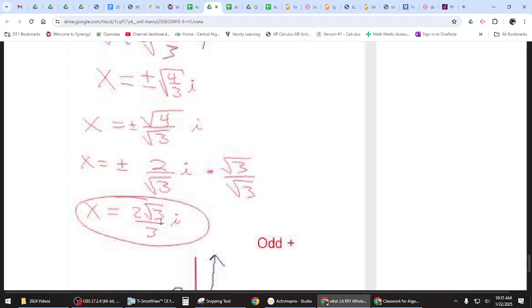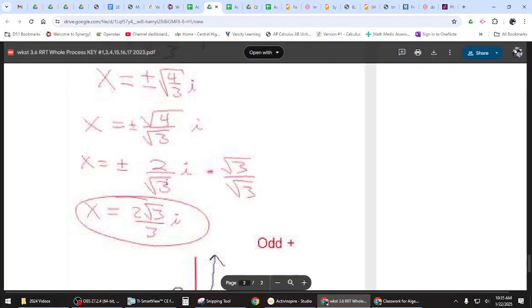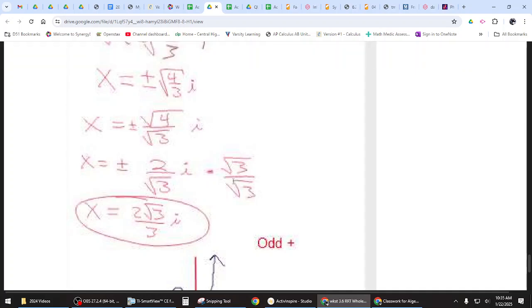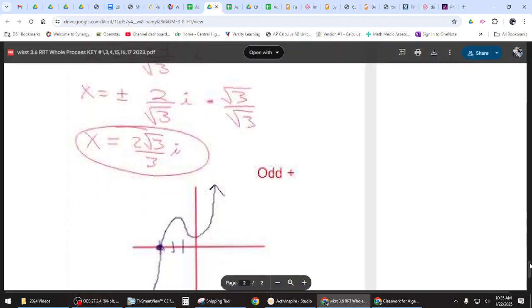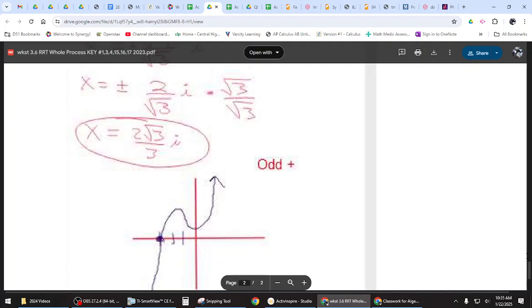Do you guys remember that process? Getting the radical out of the denominator by multiplying by it. Do you remember that? Otherwise, it's the same. Okay? Those are not graphable, so it doesn't really show up in your graph. And there's your graph.